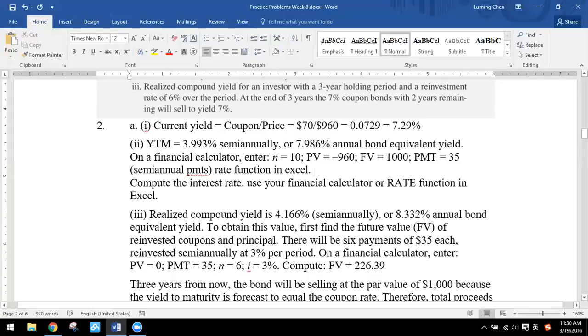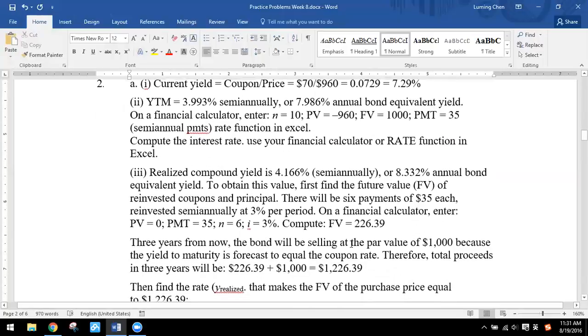So how do we get the number? First, we need to find the future value of reinvested coupons and principal. There will be 6 payments of $35 each, reinvested semi-annually at 3% per period. There is a reinvestment rate of 6% over the period, and we assume that it's also compounded semi-annually. So on a financial calculator, we get the future value of all the coupon payments over the 6 periods. So it's $226.